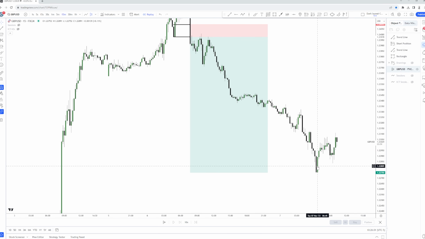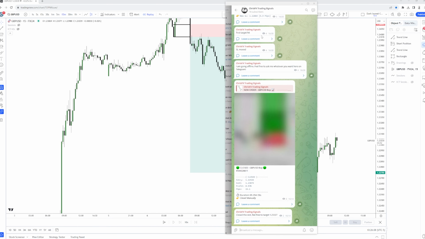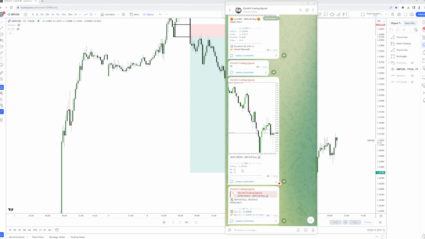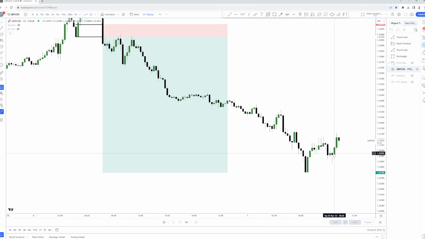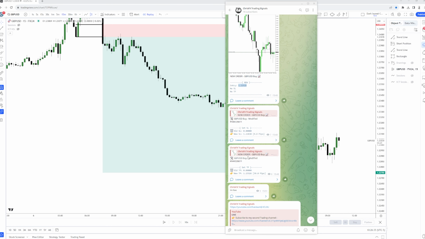Now, this trade right here, I took for the signals group, and believe me not, I will show you some proof. This happened right here. New order GBP USD buy, entry 1.22928, correct? 1.22928. So the entry was exactly right here. Now look at that. Here we closed, actually, let me show you.